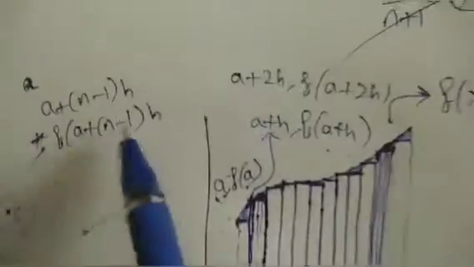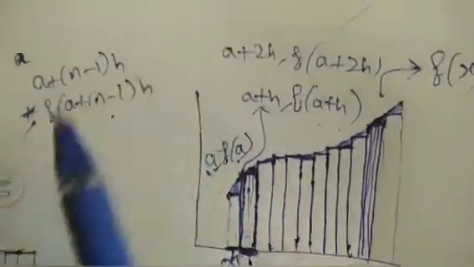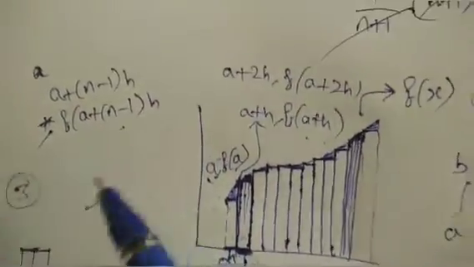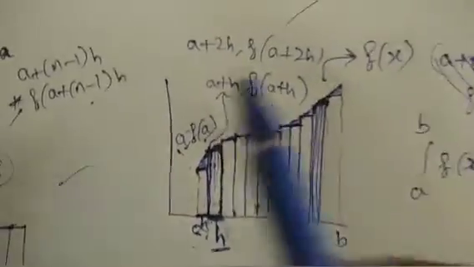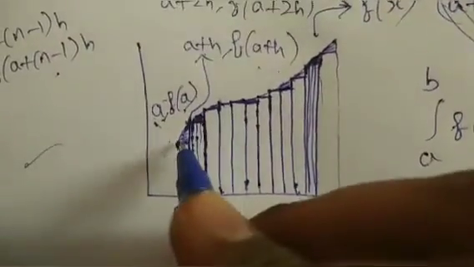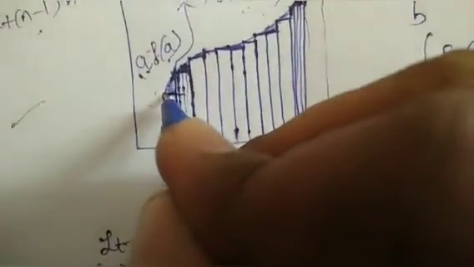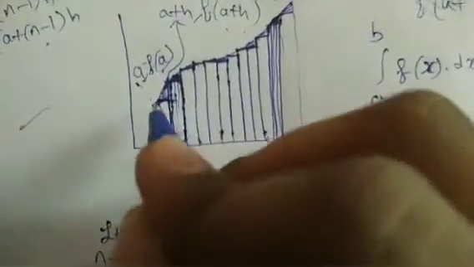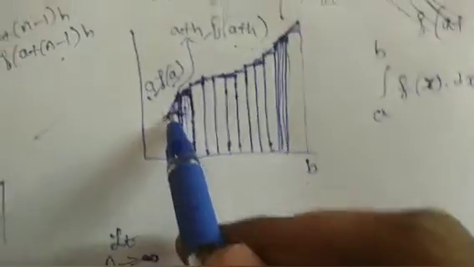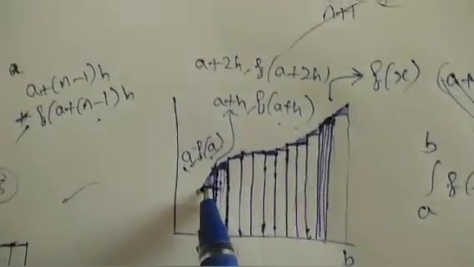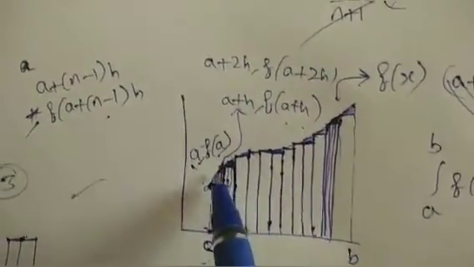This will be f of a plus (n minus 1)h comma f of a plus (n minus 1)h. Why not nh? Because when you consider this rectangle, you are knowing only this coordinate. So for convenience you are taking only the left side of the rectangle, this point. If you take every rectangle, you're taking it like that only.